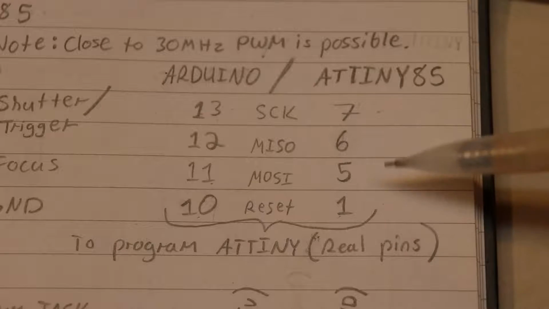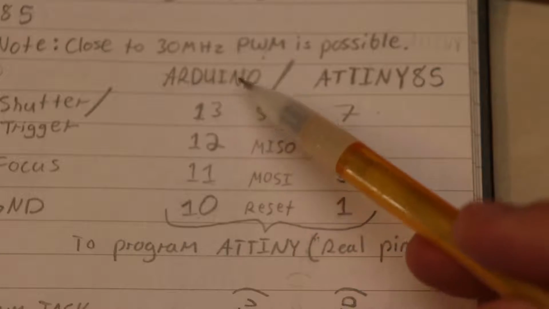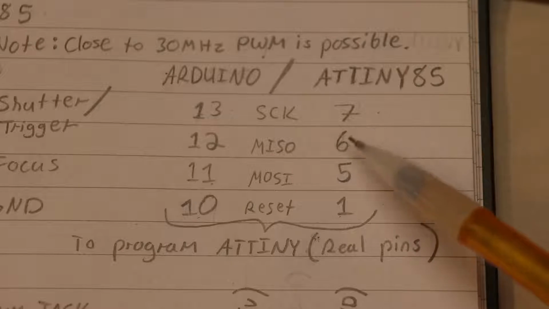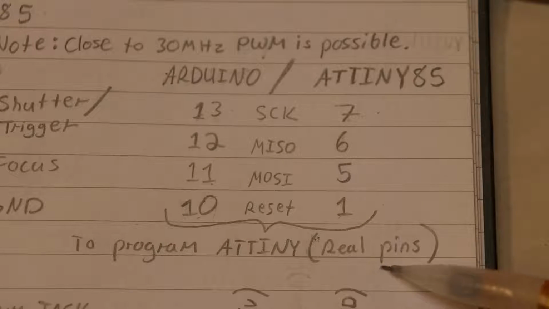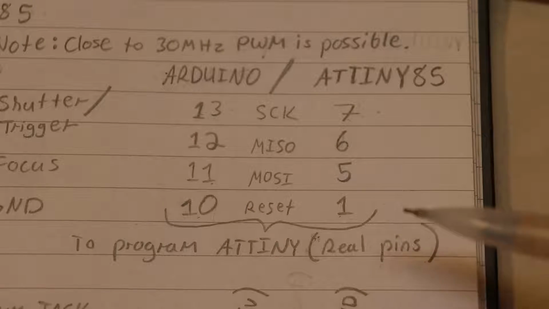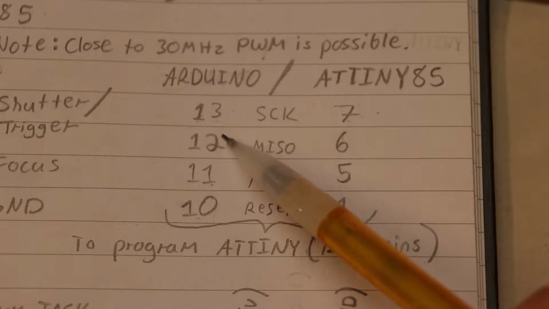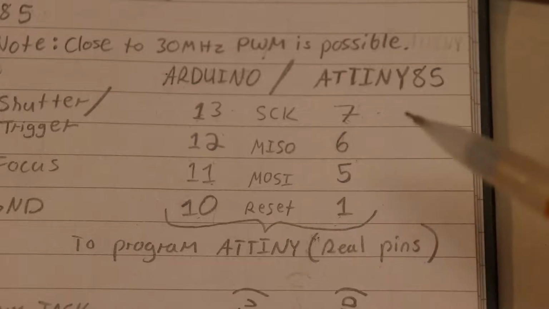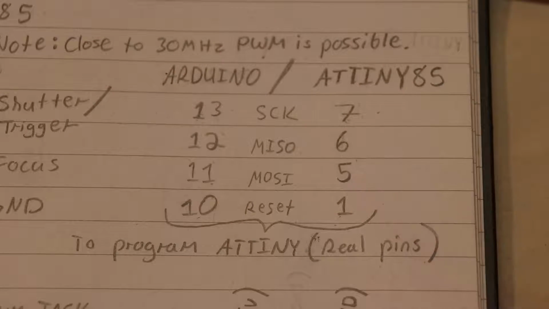So I've written this down for reference, and these are just all the pins that you need to connect to. So pin 13 on the Arduino connects to pin 7 on the ATTINY 85. And keep in mind, the pins on the ATTINY here that I have listed are real pins, so they're the actual physical pins that you see on the chip itself. I'll explain why this is important later, but just keep in mind, pin 13 goes to 7, pin 12 goes to 6, 11 goes to 5, and 10 goes to 1. And these are the respective signals that each pin is carrying.